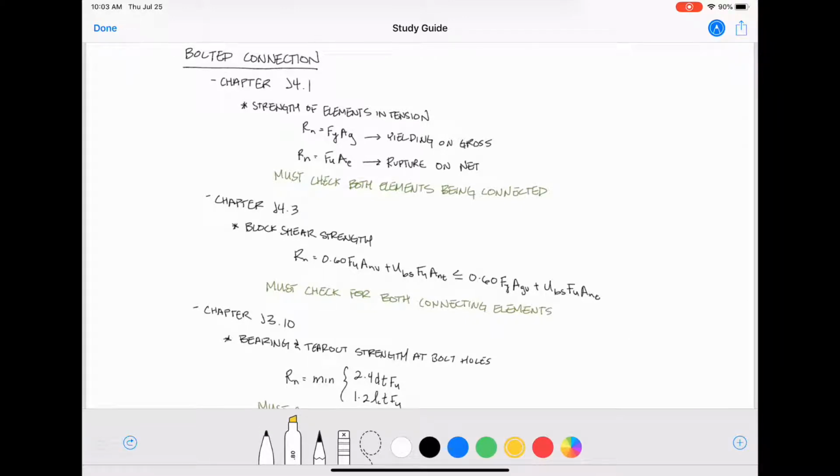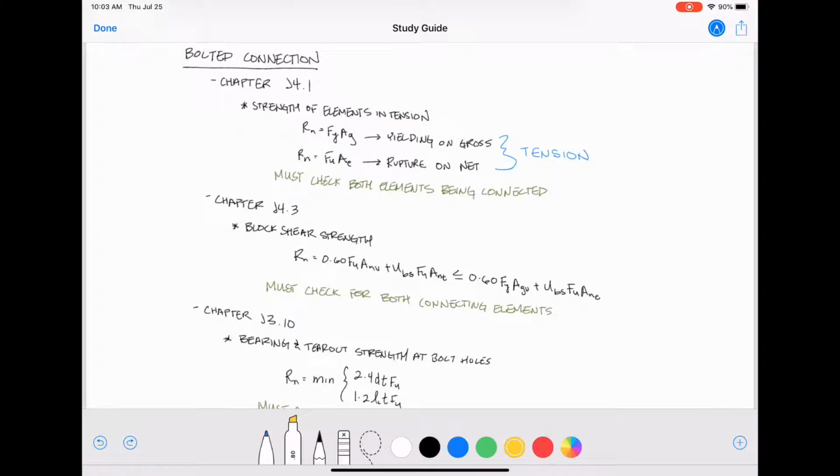So first off, you're going to have to check the strength of your elements in tension. And that is exactly the same as what we were doing when we did tension members. You just have to check yielding on the gross and rupture on the net. Now, one thing you have to remember is to check both elements that are being connected.